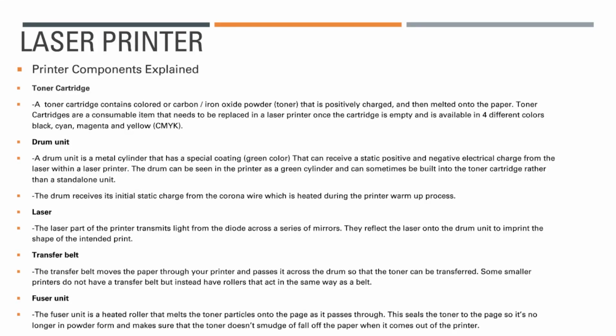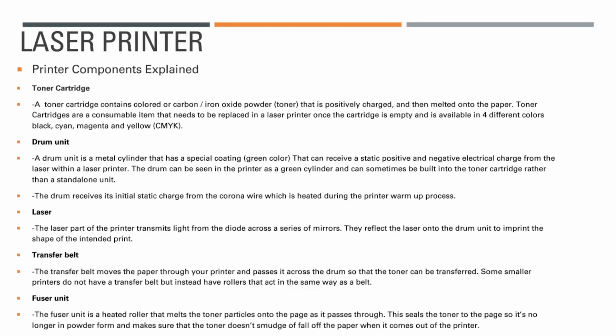Laser printer. Printer components explained. Toner cartridge. A toner cartridge contains colored or carbon oxide iron powder toner that is positively charged and then melted onto paper. Toner cartridges are a consumable item that needs to be replaced in a laser printer once the cartridge is empty, and are available in 4 different colors: black, cyan, magenta, and yellow.